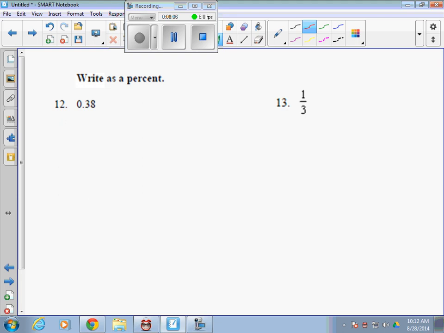Number 12 says to write it as a percent. Again, tenths place, hundredths place. So it's saying 38 per 100, which means 38%. So if you wanted to write it as that, in order to make it percent, percent means per 100. So this is the same as being 38%. Another way, and the way most people do this, is they move that decimal over once, twice to the right, and they get the same 38%.